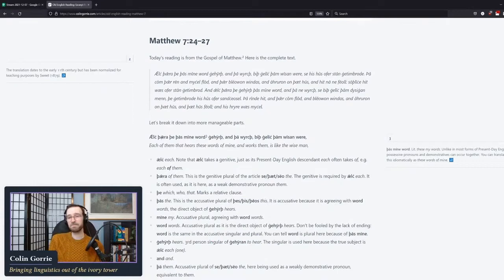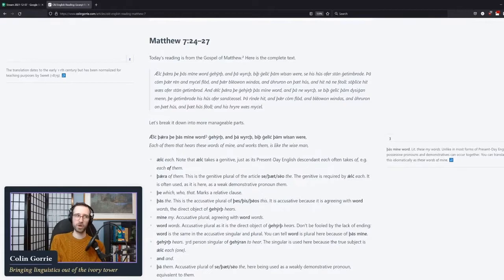How would we express this more idiomatically in present day English? We'd say something like "these words of mine." But if you wanted to be very archaic, you could say what they said in Old English, "these my words." So: "ouch thara the thos mine word yehyrth." Yehyrth is just "hears." Yehyran, to hear. So yehyrth is just the third person singular. Each of them that hears these words of mine: "ouch thara the thos mine word yehyrth."